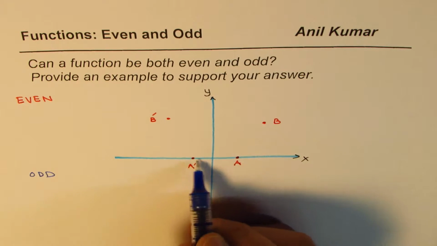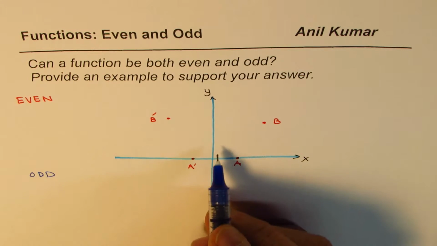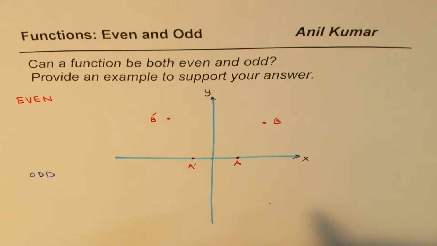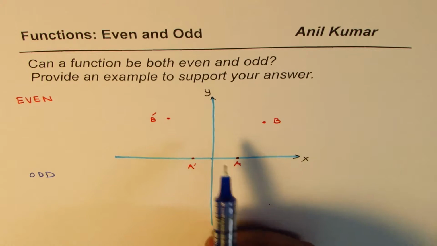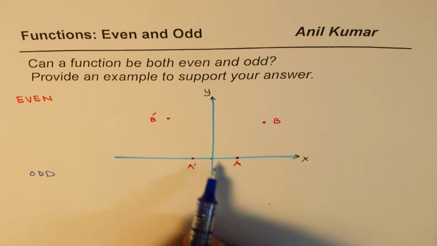Now, this point will be kind of the same, but here, this point can get reflected about the origin, right? This point gets reflected about the origin. So what do you get? So you get a point which is b dash, the same distance away.